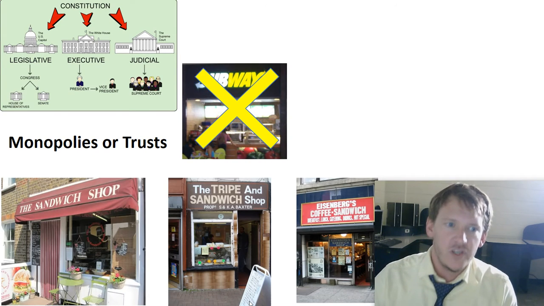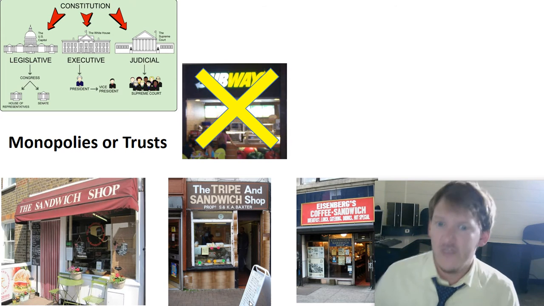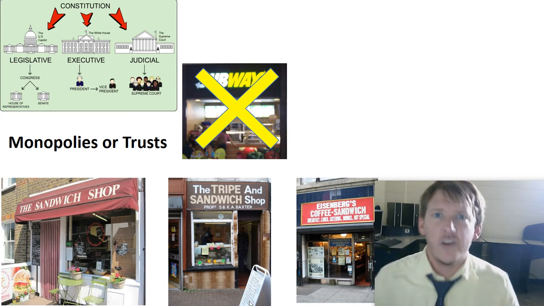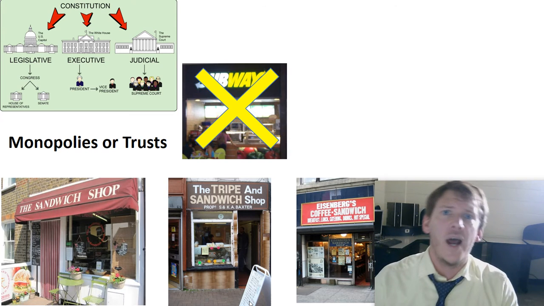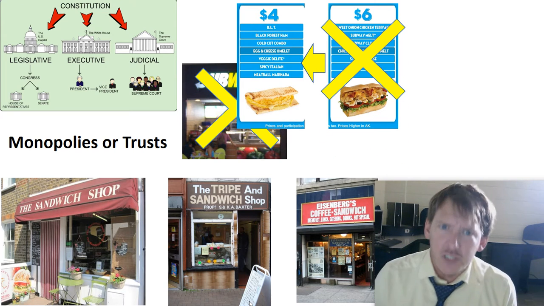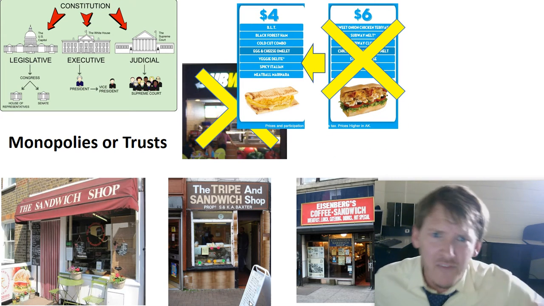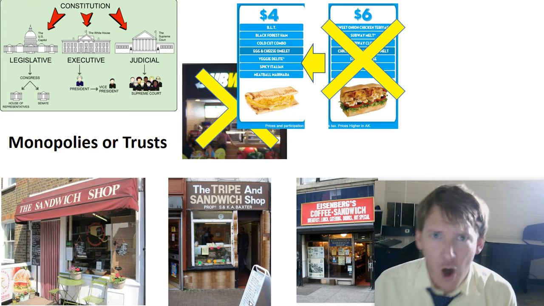Let's return to the good old times where we got this sandwich shop. You got the Tripe Sandwich Shop by Baxter. And then you've got Eisenberg's. And they're all competing against each other to lure you in as the customer. They want you to come to their restaurant. And so they lower prices. They offer a wide variety of sandwiches. BLT's back, Black Forest ham, cold cut combo, egg and cheese, omelet, veggie delight, spicy Italian, meatball marinara. We the people want meatball marinara.